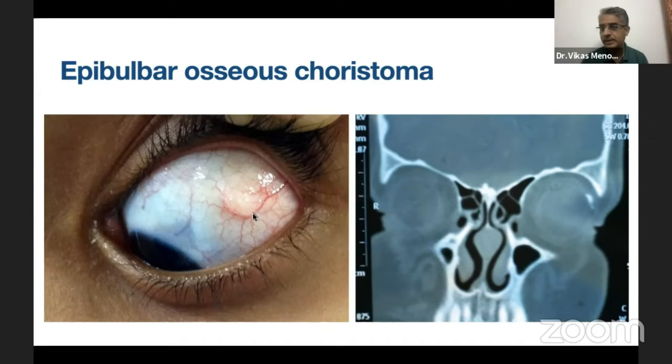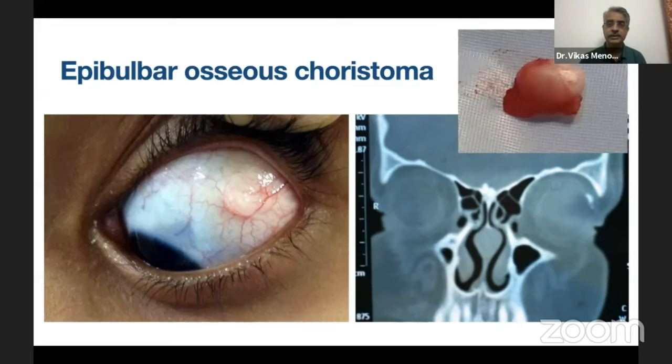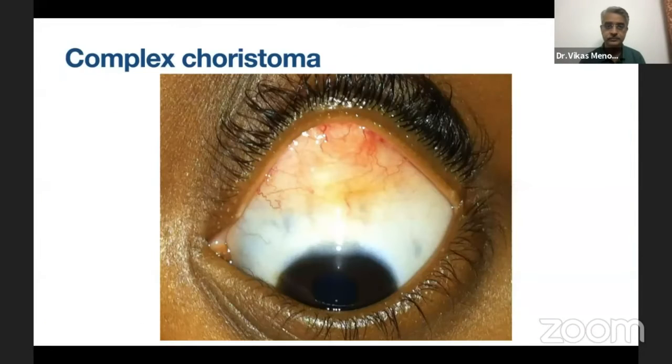Sometimes patients may complain of grittiness or irritation in the eyes. If you do a scan, you will see some calcification like a bone would give. And simply, if you excise them, you will just get a piece of calcified mass and nothing else. It does not cause any other functional problem as such.